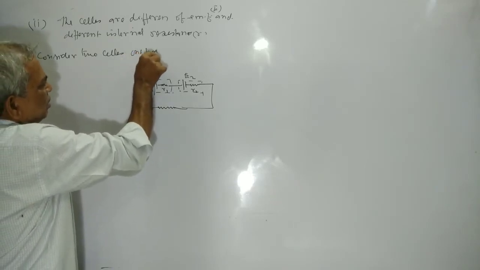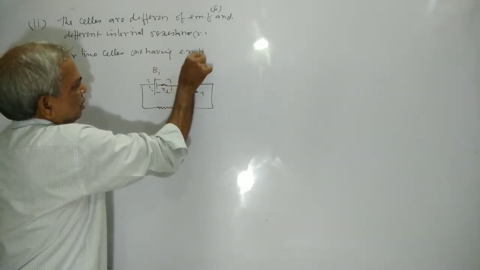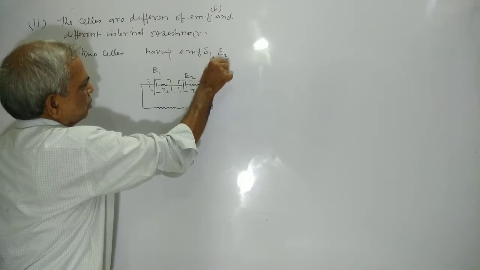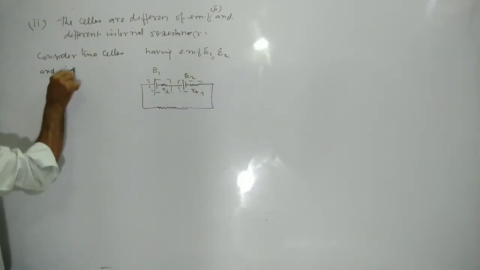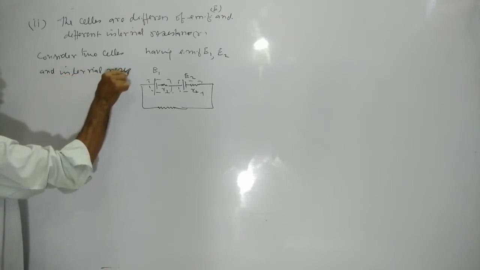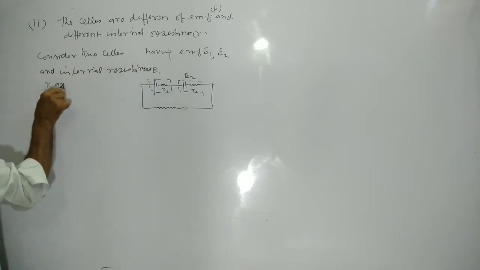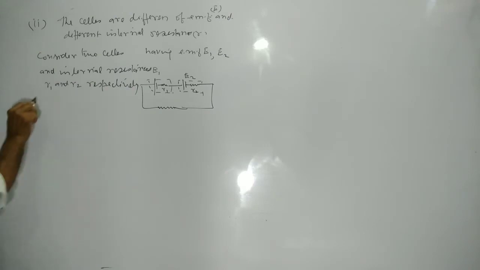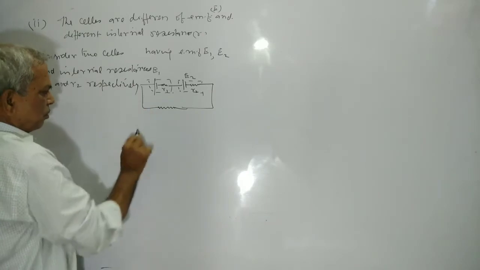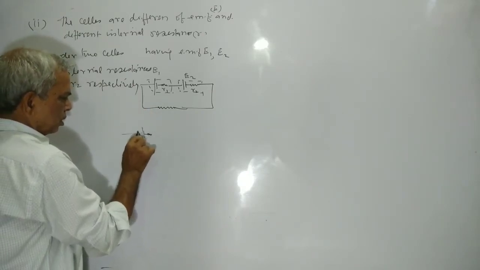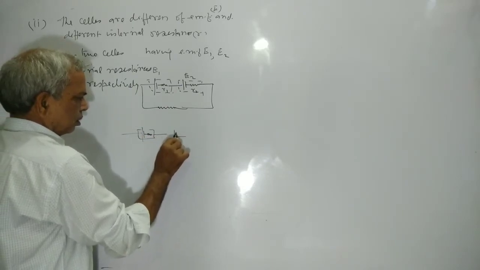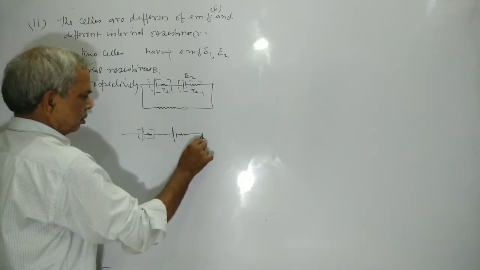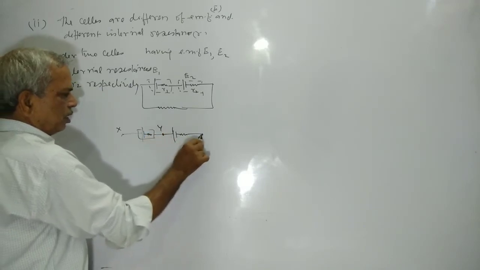One having EMF E1, two cells having EMF E1 and E2 and internal resistance r1 and r2 respectively. Then suppose there are 3 points X, Y and Z.